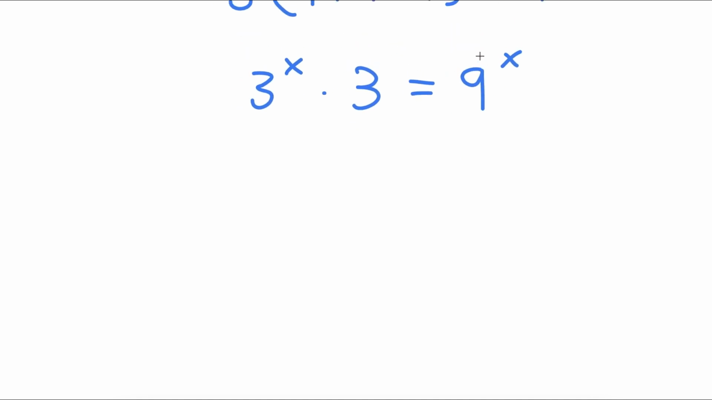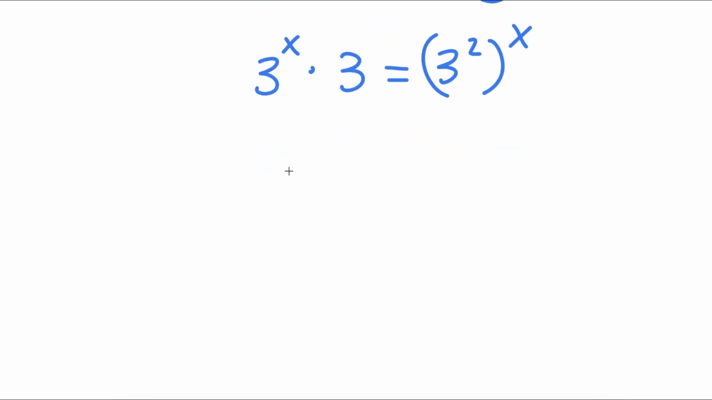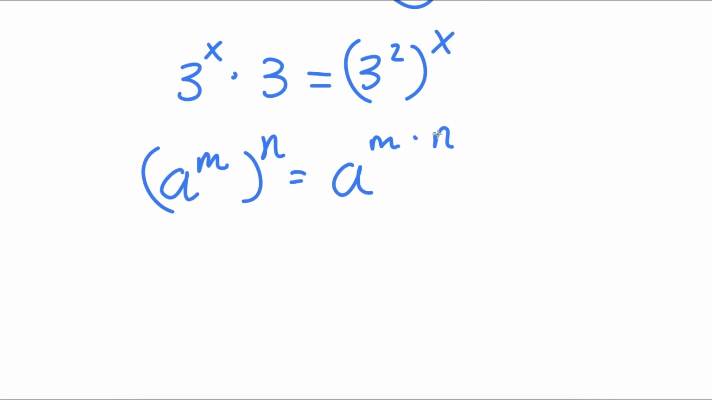Now, 9 here is the same thing as 3 squared. So now I have 3 to the power of x times 3 is equal to 3 squared to the power of x. And if I have something in the form a to the power of m to the power of n, this is the same thing as a to the power of m times n. And m and n, well, I can change the place of these two.